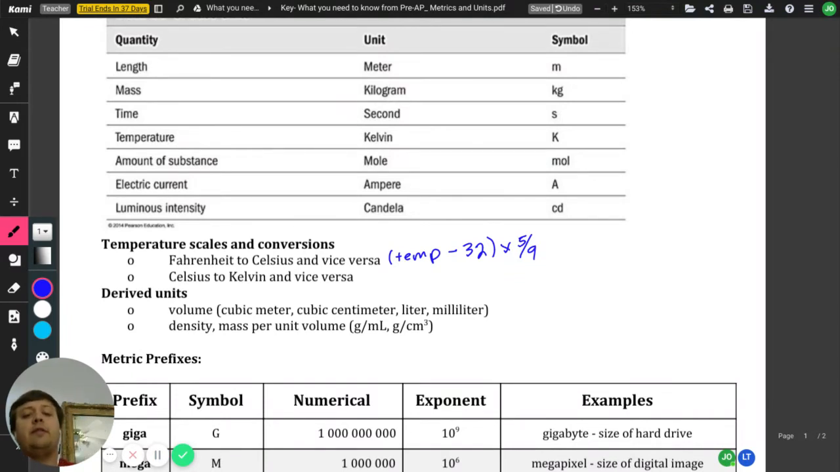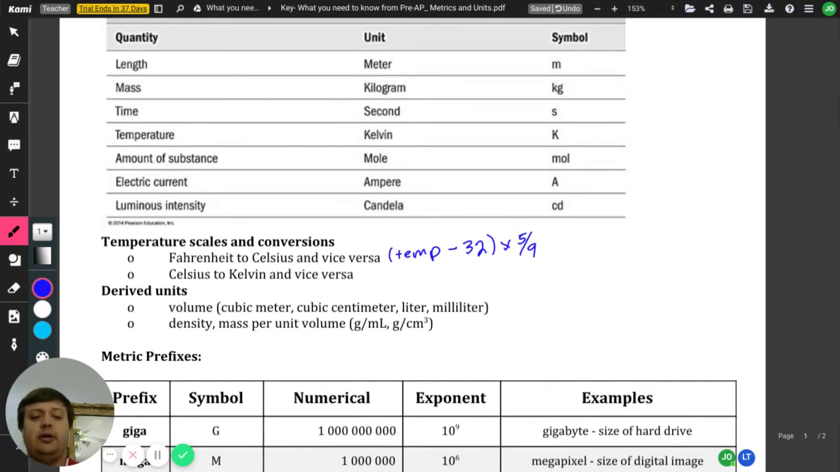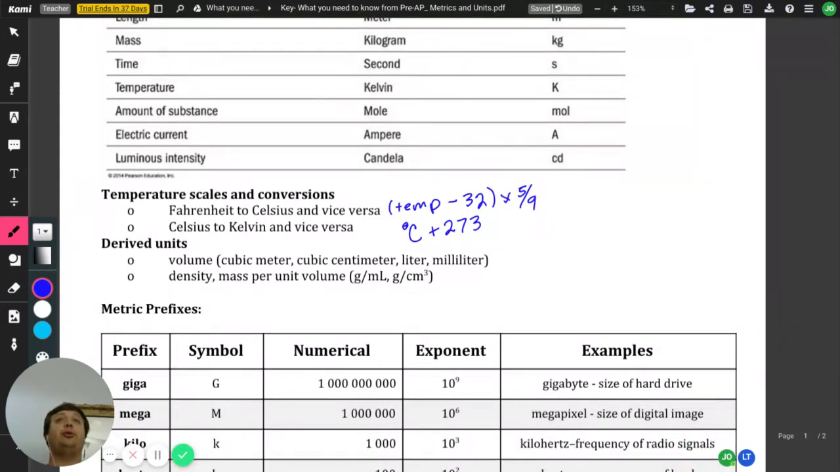Okay, and then to convert from Celsius into Kelvin, you would do your degrees Celsius plus 273. And again, as a reminder, we use Kelvin as our SI unit because zero Kelvin represents absolute zero, so the point where all matter completely stops moving. Okay.